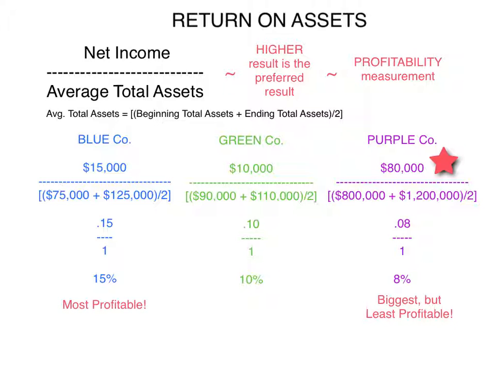Therefore, when we look at true ratio analysis, we would find that Purple Company is the biggest company. That's why they had the most dollars of net income. However, when we did ratio analysis, according to the return on assets ratio, they are actually the least profitable of all three companies. So once again, ratios take the size of the company out of play.